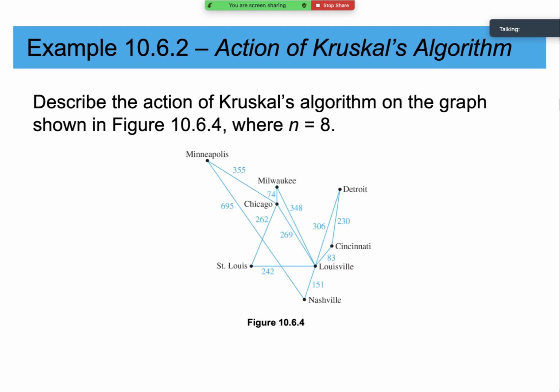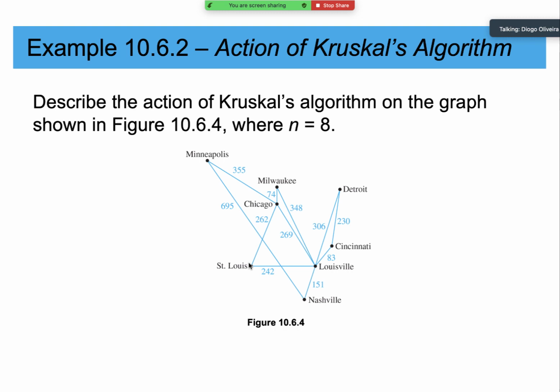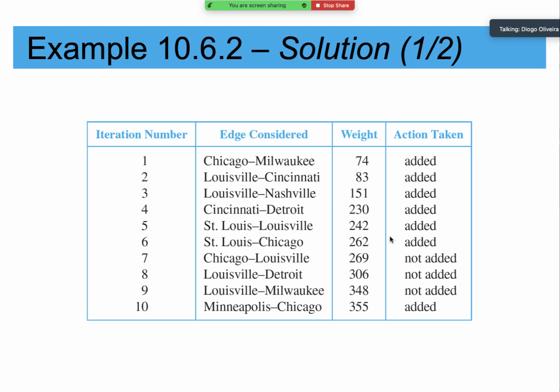Look, to create a spanning tree, we must remember that we cannot have a circuit. So Chicago, St. Louis, and St. Louis, Louisville. Here and here. They've been adopted already. If we adopt Chicago, Louisville, this one, what are we creating here?